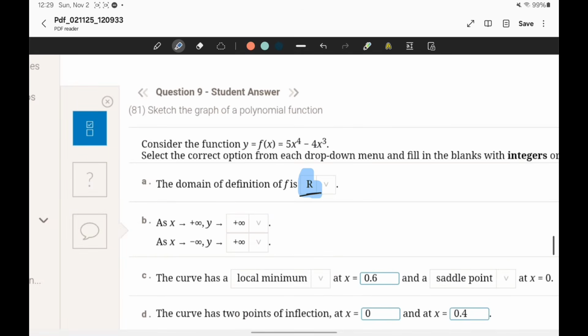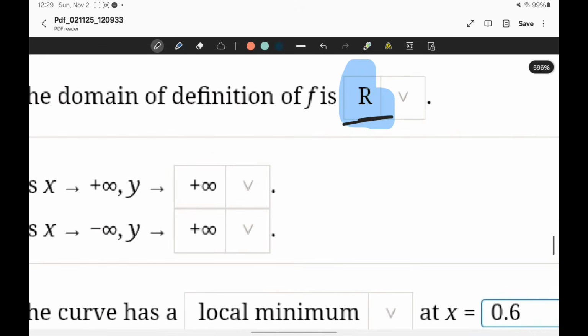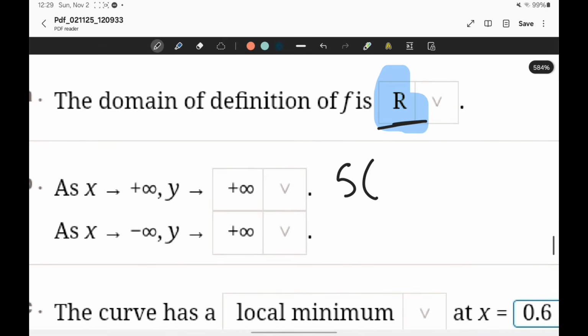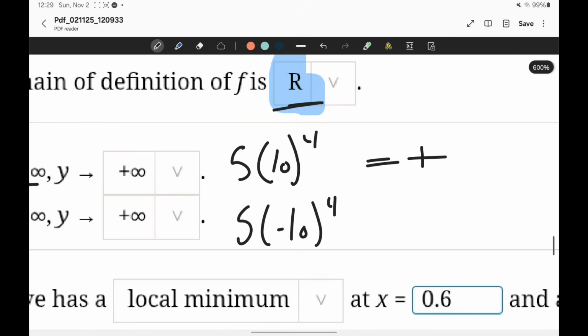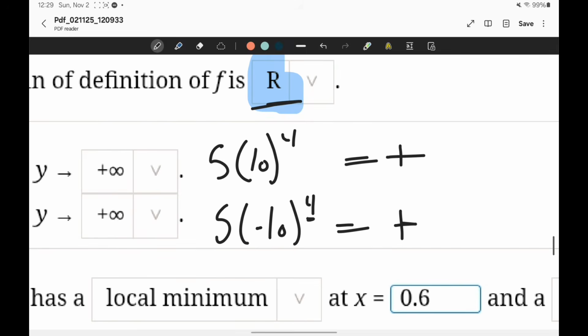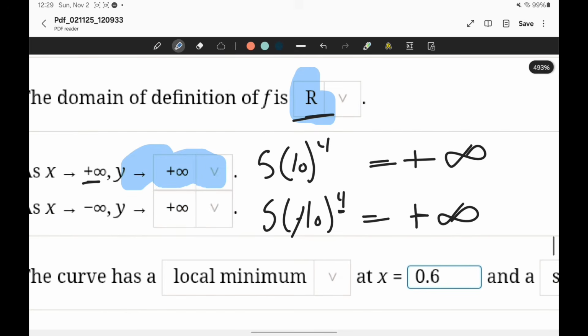Part B. They want here the behavior of this graph. So you take the biggest power of x we have, 5x to the power 4. So we'll see 5. Here they're testing for positive numbers, so do 10 to the power 4. Here we'll do a negative number, minus 10 to the power 4. Here you get a positive number, here you get a positive number also, because to the power of 4 it cancels out the negative. So this is positive infinity, so both are positive.